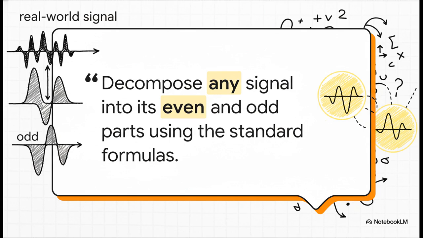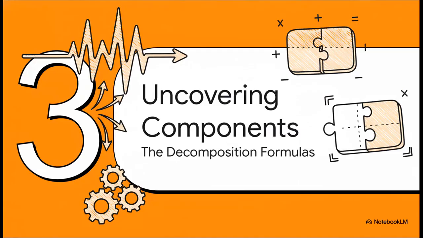But, and this is the secret, every single one of those signals is actually built from a hidden even part and a hidden odd part. And that leads us to the main event, the decomposition formulas. These are basically the keys to the kingdom. They let us take any signal and crack it open to find those hidden symmetric pieces inside.